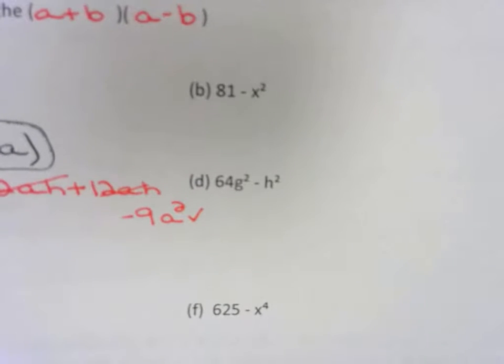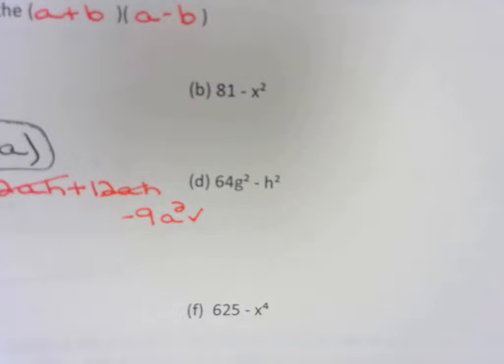First thing I notice is it is a binomial. We're going to be talking about it more tomorrow. You want to look at how many terms it has. It's a binomial. Is there a GCF between 81 and x squared? No GCF. So I notice it's a binomial. There's no GCF. So my first thought is the difference of perfect squares. Can I use that factoring method?